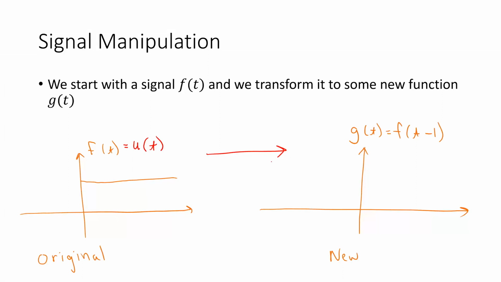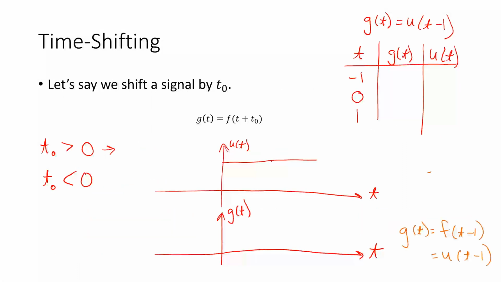Okay, that's what we're talking about when we talk about signal manipulation. How do I manipulate my base signal into something else? All right, so let's do that example here. Let's say I've got g of t equals u of t minus 1.